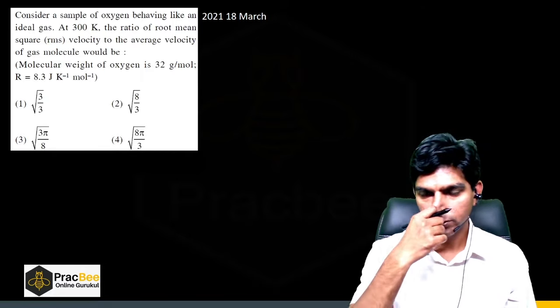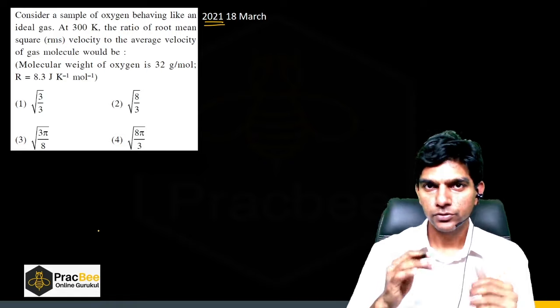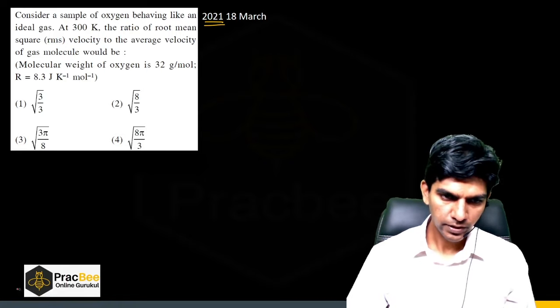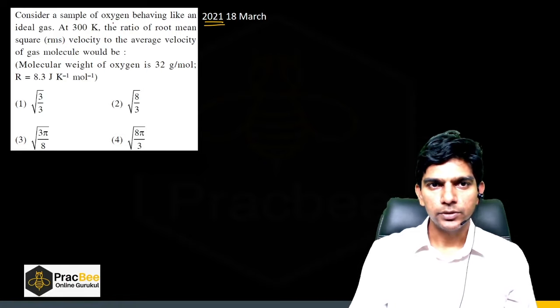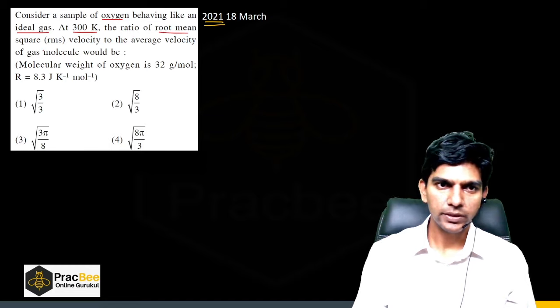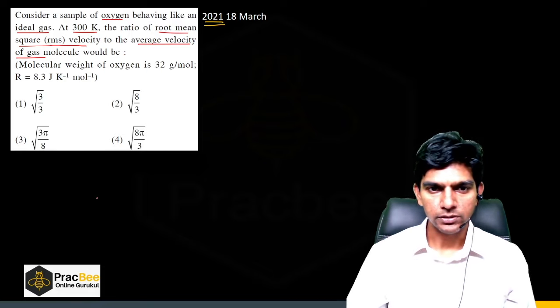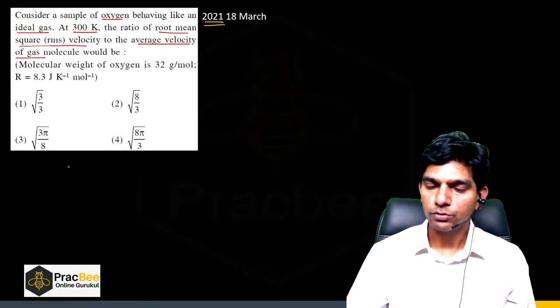Right. So let us move to the next question. It came in 2021. Again, pause the video and try to solve this question. Consider a simple sample of oxygen behaving like an ideal gas. At 300 Kelvin, the ratio of root mean squared velocity to the average velocity of the gas molecule would be. So same temperature, right? Very easy question, right?